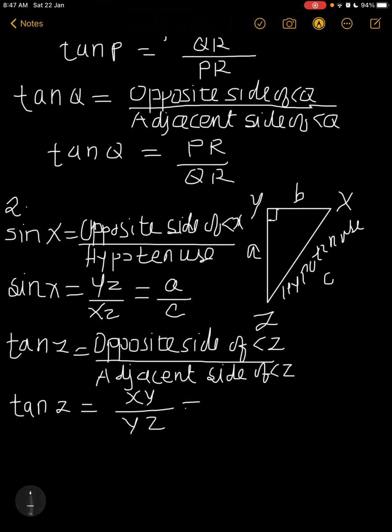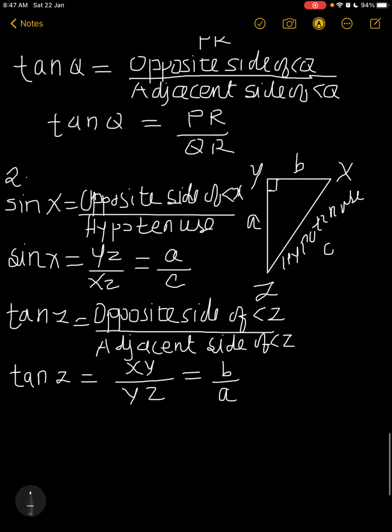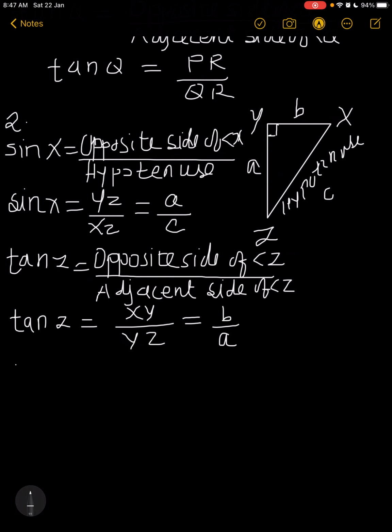Now I am going to show the length. The length of XY is b and YZ is a, so b upon a. Ratio number 2. Ratio number 3, cos x. Let us write the definition. The more we write the definition, the easier it will be to write the correct answer.